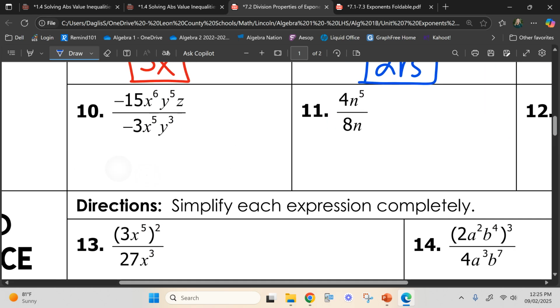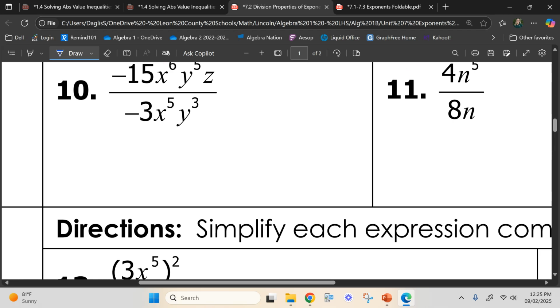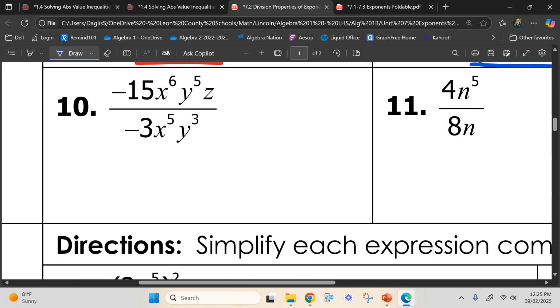First things first. Coefficients. Negative 15 over negative 3 gives me what? Positive 5. Good. Negative over negative makes a positive. 15 divided by 3 gives me 5. All right, then what? 6 minus 5 gives me x to the power of 1, which is just going to be x. Yep.